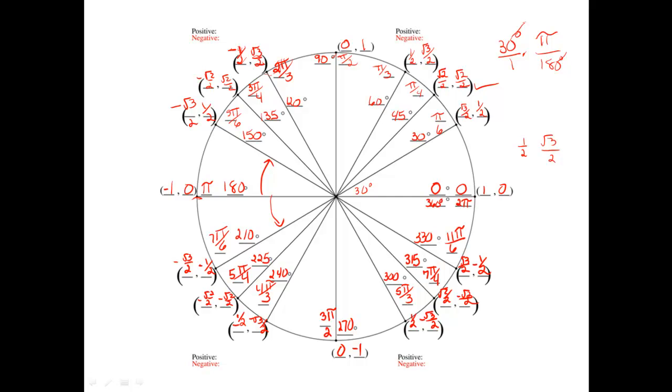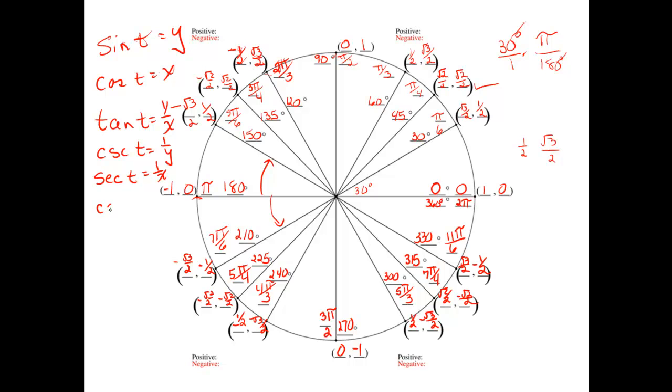Fill in the entire unit circle from memory, because once you've got those ordered pairs, you have all 6 trig functions, because the sine of the angle, whether it's in radians or degrees, is the y-coordinate. The cosine is the x-coordinate. The tangent, y over x. Cosecant is the reciprocal of sine, or 1 over y. Secant is the reciprocal of cosine, or 1 over x, and the cotangent is the reciprocal of tangent, or x over y.